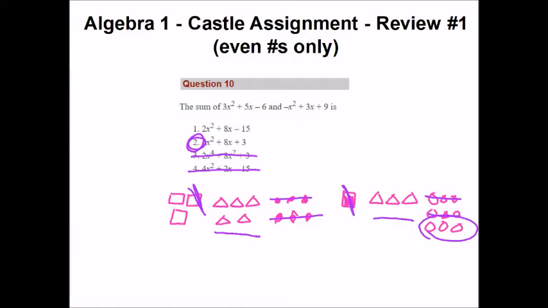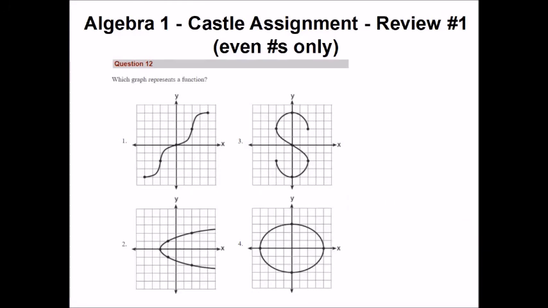And then number 12. Which graph represents a function? One way to do this is with a vertical line test. If we take a line that's vertical and pass it over the graph, we want this line to only hit the graph once everywhere we put it. And that one works. This one doesn't. That hits it 3 times. This hits it twice. So the only one that works is number 1.